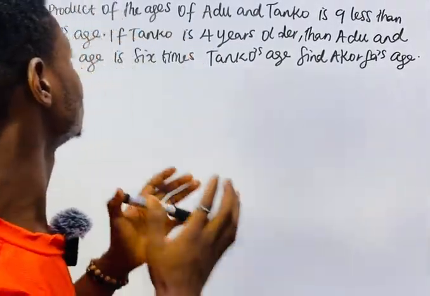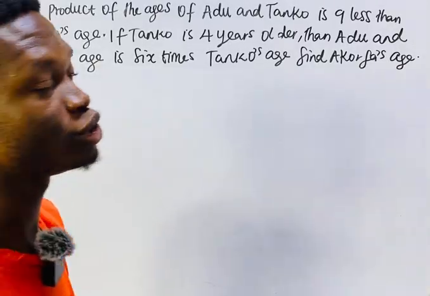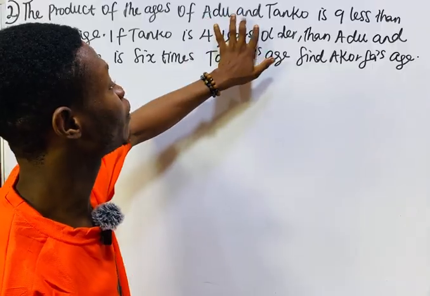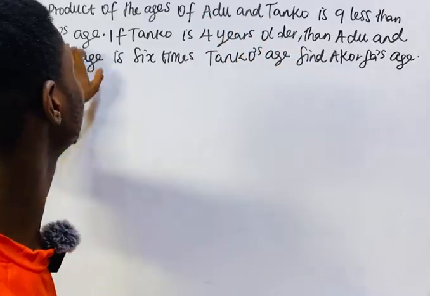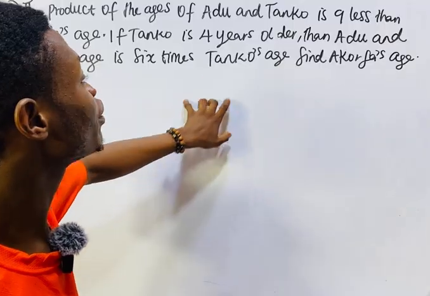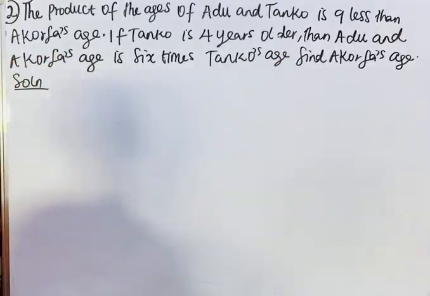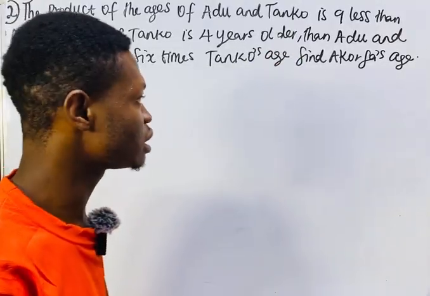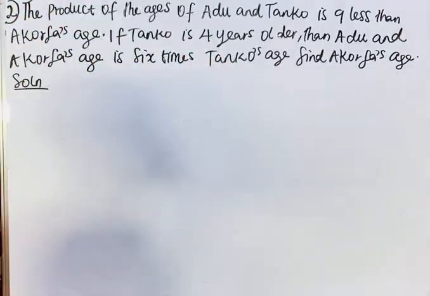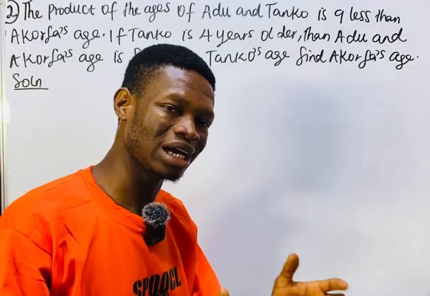So, still on 2025 WAEC theory question, we are now at number 2. The question reads: the product of the ages of Adu and Tanko is 9 less than Akofa's age. If Tanko is 4 years older than Adu and Akofa's age is 6 times Tanko's age, find Akofa's age. This question is coming from word problem leading to quadratic equation. So, how can we solve it?